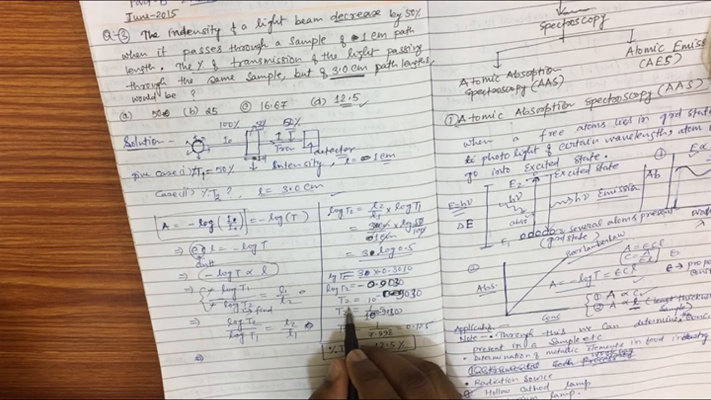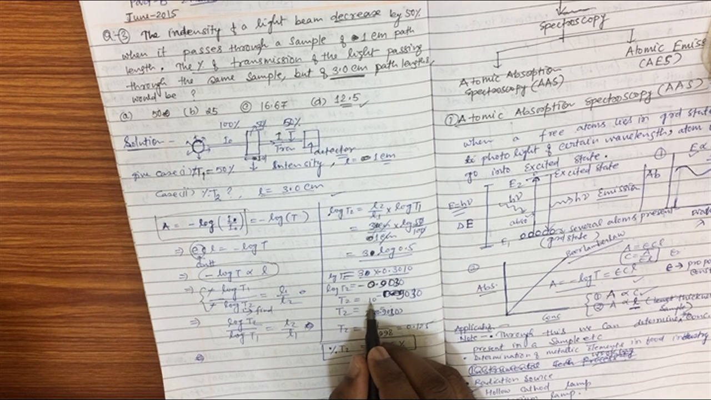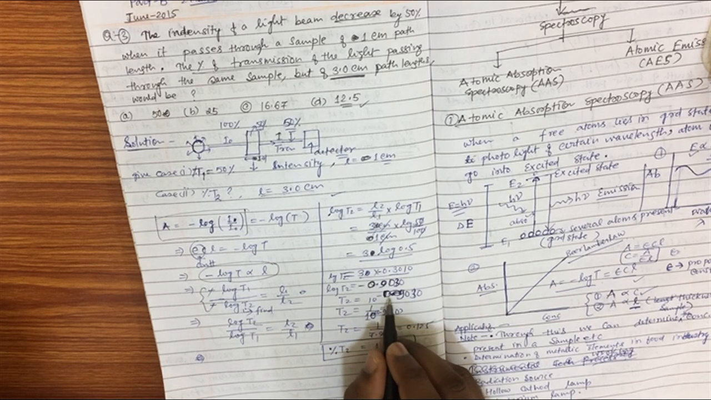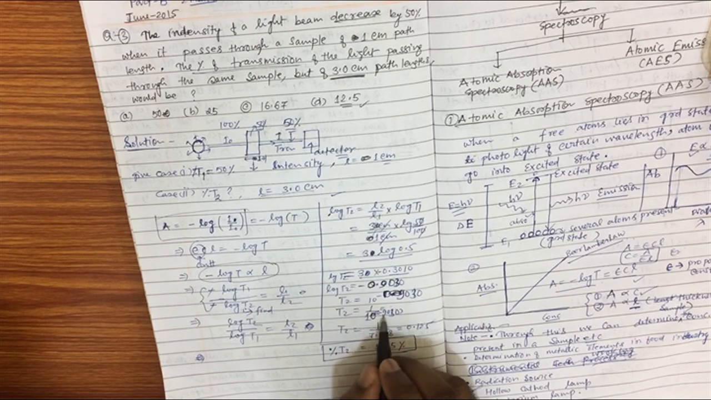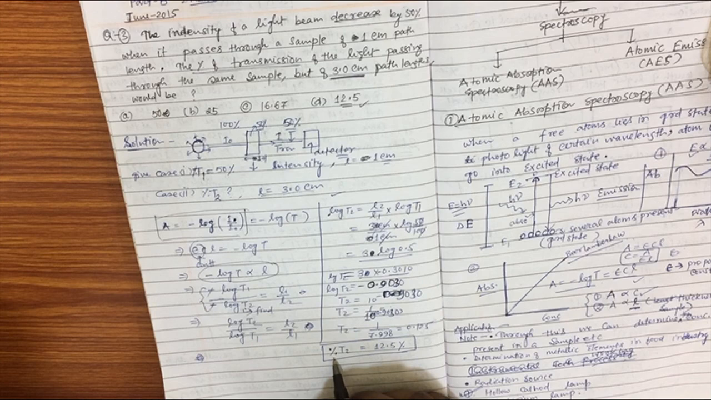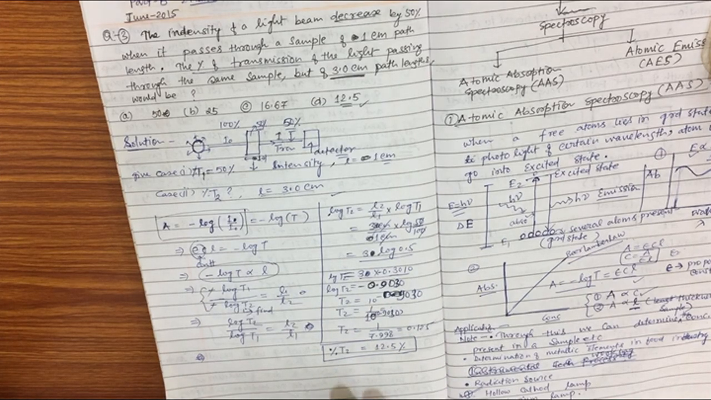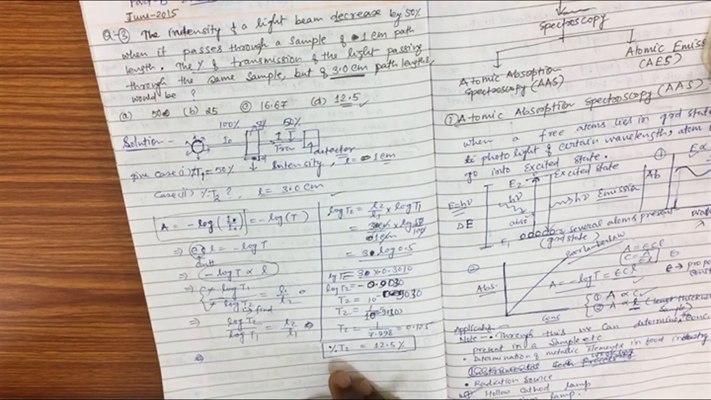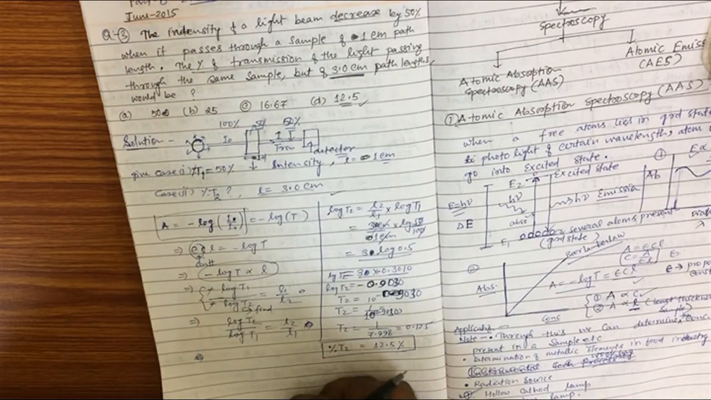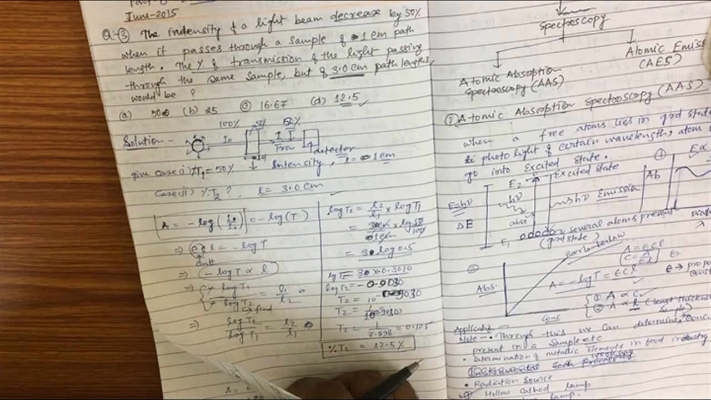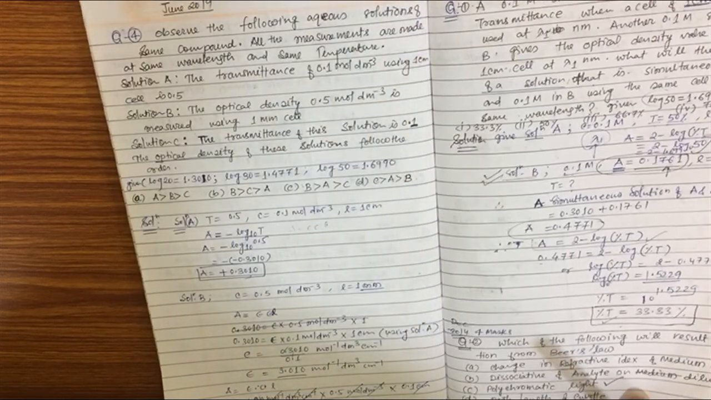Okay, so after taking anti-log, you will get T2 is equal to 10 to power minus 0.9030, and then after solving this you will get percentage transmittance is 12.5%. Okay, so these three problems are very important.